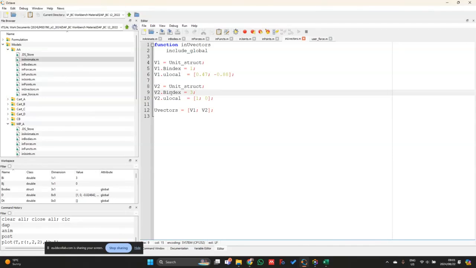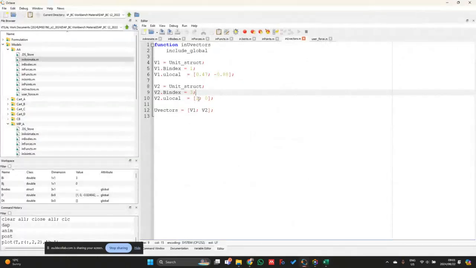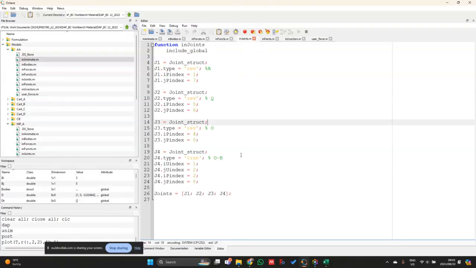Okay, and then V2 is on body 3, and if we go back to this one, on body 3, its unit vector is simply aligned with the xi direction. So if I specify its unit vector, it's going to be in the xi direction. So it's just going to be 1 semicolon 0. Once I've specified the two unit vectors, I just group them together once again in the list. And then I can go back to joints.